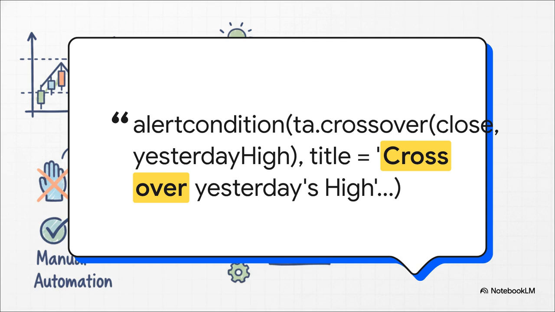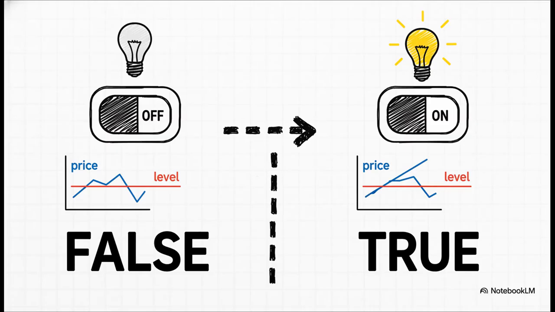This line of code is essentially setting up a surveillance mission. It tells TradingView, okay, I want you to watch for this specific event, and when you see it, I want you to name the alert this. So here's how this actually works. That ta.crossover part of the code is a condition that's normally false. It's just sitting there, waiting.